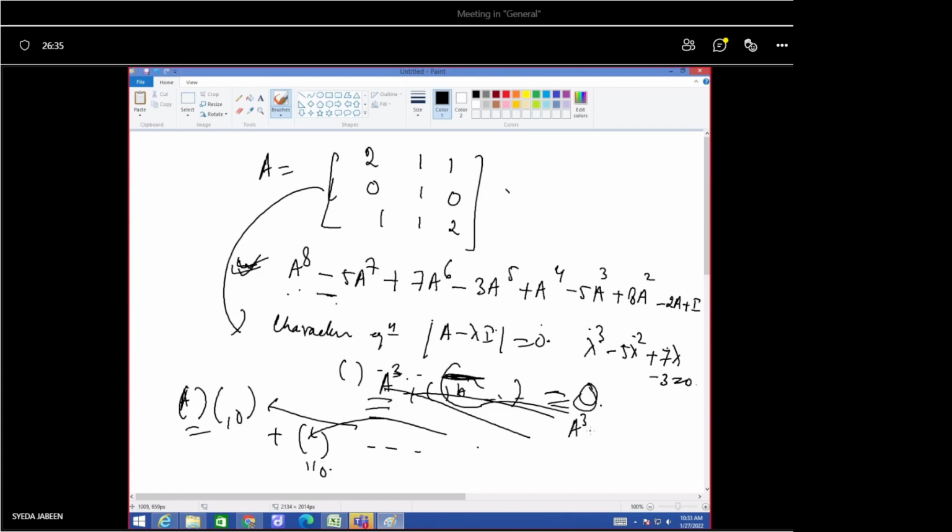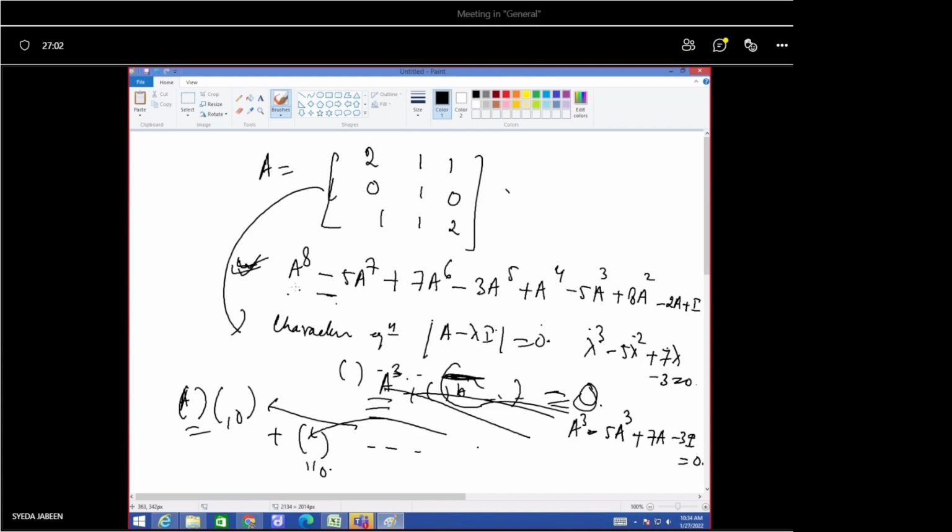So you are having A cube. If you have a descriptive question, don't just replace lambda by A. You write the theorem why you are replacing. You write it in the bracket, since by Cayley-Hamilton's theorem. Directly if you replace, that has no meaning. Tell me the final matrix. 7 minus 3 is equal to, so 3I you can write it as the identity matrix. So this you are getting.